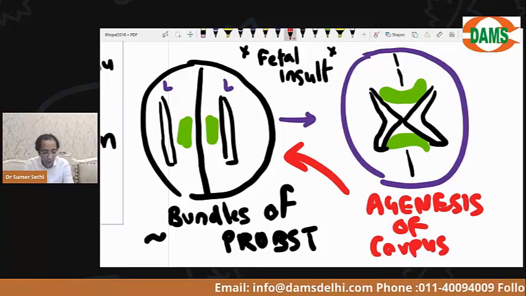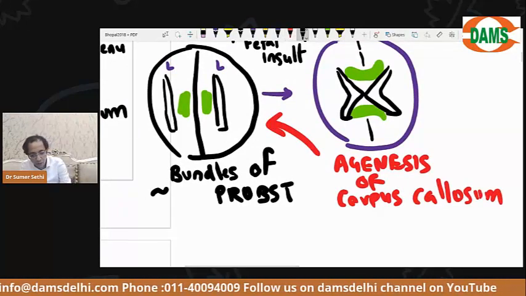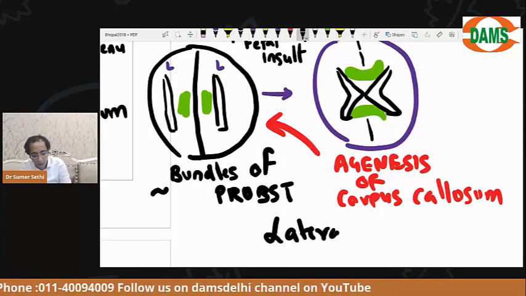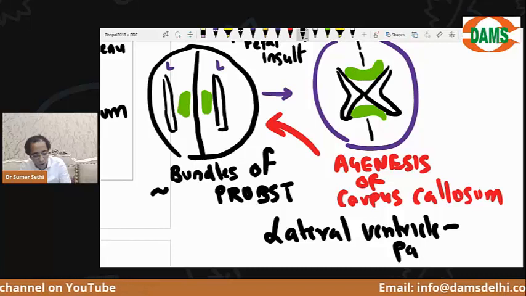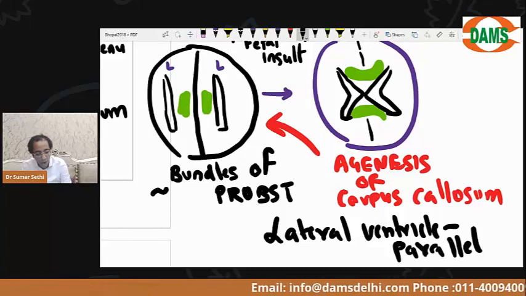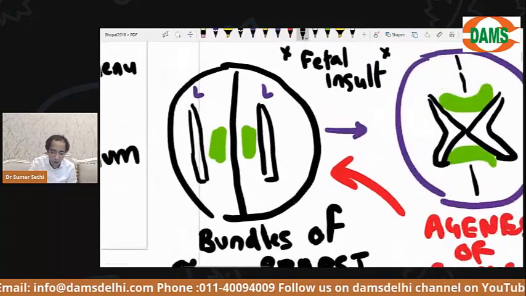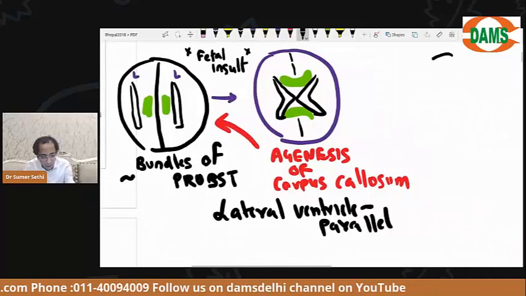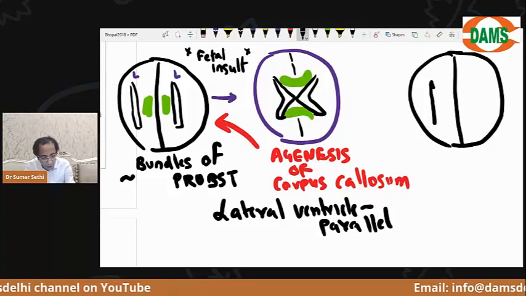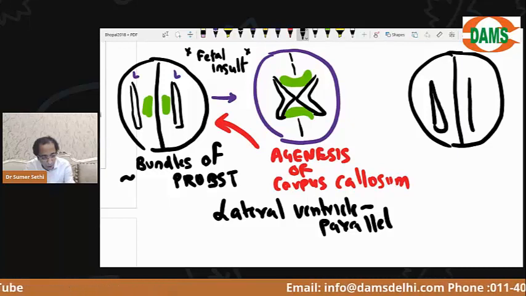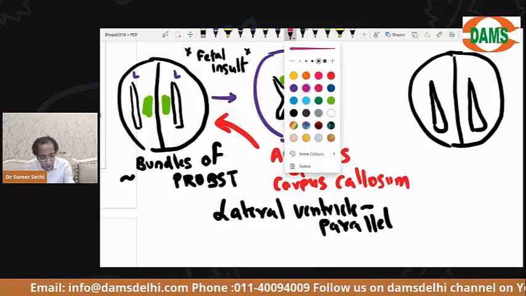Now, if there is agenesis of corpus callosum, the lateral ventricles will be parallel to each other, because there is bundle of Probst in between, so they will be parallel to each other, separated by the bundles of Probst. Okay, are you clear with this? So when we see the patients with agenesis of corpus callosum, you will find that the lateral ventricles will appear parallel to each other, and in between there will be space because of the bundles of Probst.